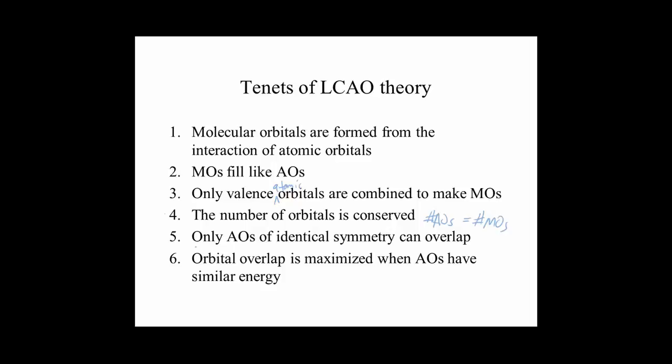Okay, well, how do we combine these? We're going to combine them in a linear fashion, but which ones do we use? We need to use our ideas of symmetry. Only atomic orbitals with identical symmetry can overlap. And the orbital overlap is maximized when the atomic orbitals have similar energy. And you'll work through that in your worksheet in class.